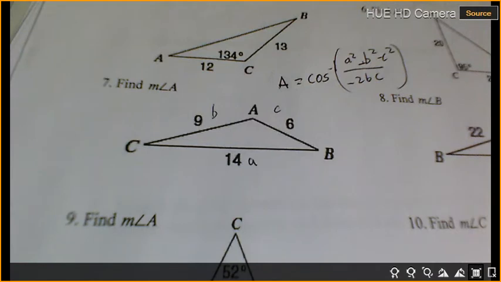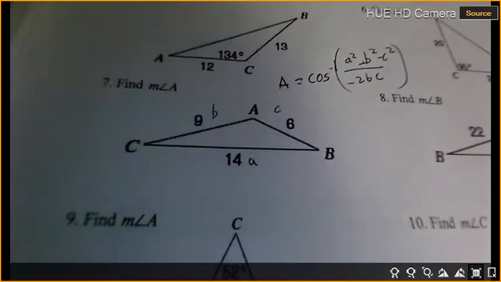Why did you put a squared first when you said c squared? It doesn't matter, because when you use angle A, you have to have A first. When you use angle C, you'd use C first. When you use angle B, you'd use B first. Okay? All right. So, my next step is to plug this in.